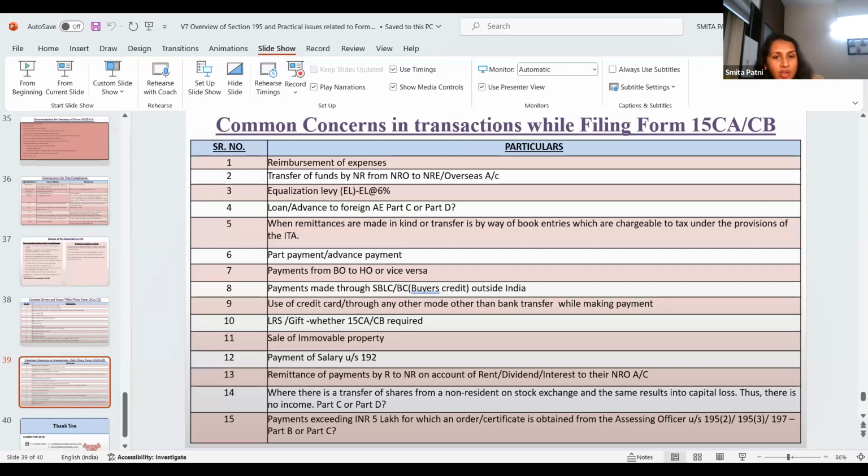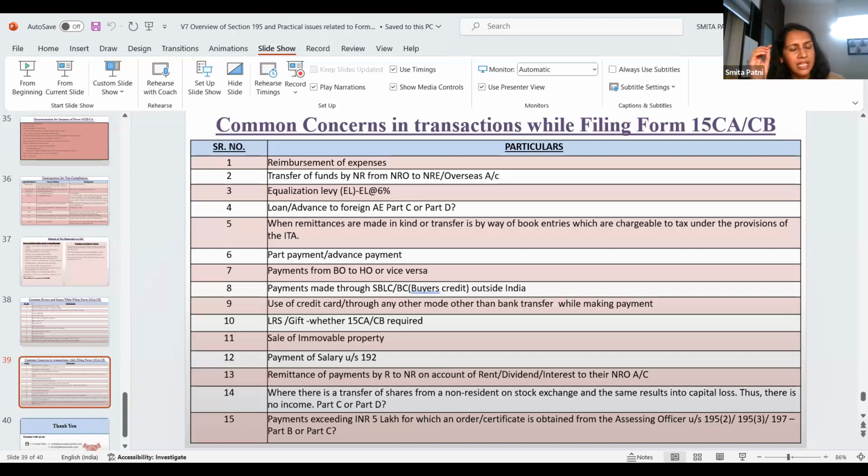Now, remittance in case of payment by a resident to an NRO on account of rent or dividend to an NRO, again Part C will go if it is taxable. If it is not taxable, Part D will go. Generally, TDS is deducted. So when we transfer from NRO to NRE account, obviously no TDS, no 15CB or CA is required.